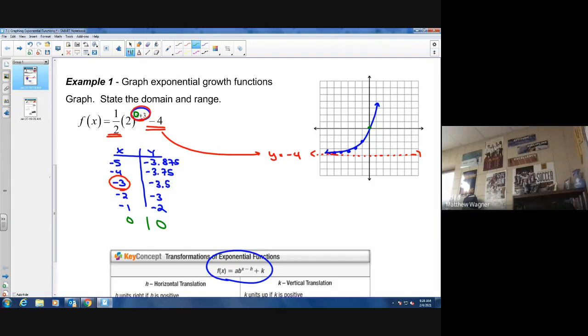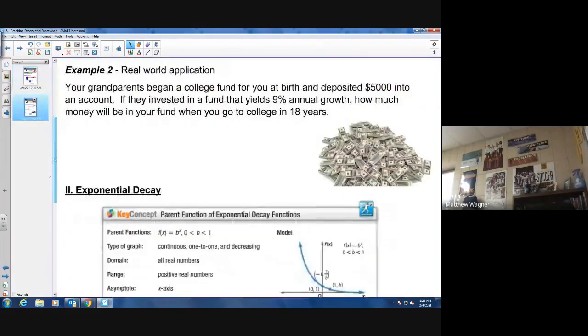To find our X intercept, we plug in 0 for Y. And sometimes they don't exist. For instance, if my asymptote was above the X-axis, there would be no X intercept.